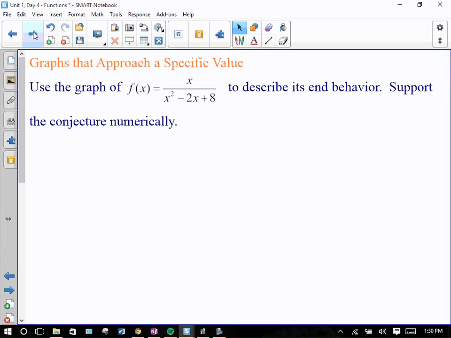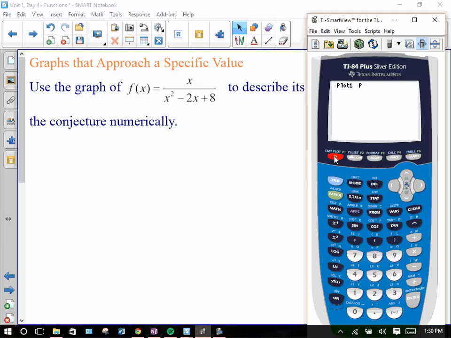Alright, so what we're going to do, we're going to graph this again. Okay, so we're going to have y equals, we're going to clear all that out. I need to do x divided by parentheses x squared minus 2x, making sure I get x squared minus 2x plus 8. Okay. Before I graph it, I'm going to hit zoom 6. And now I'm going to hit zoom 4.